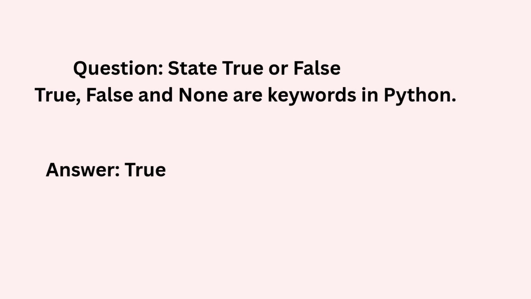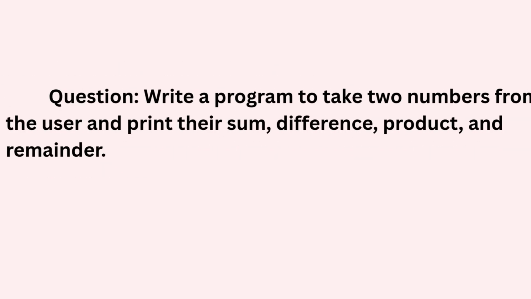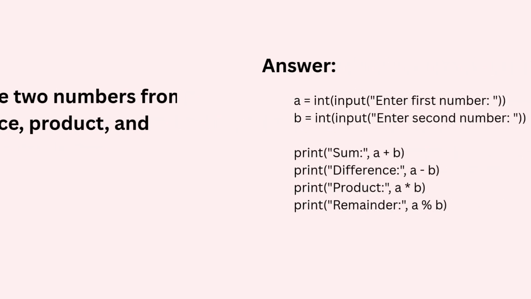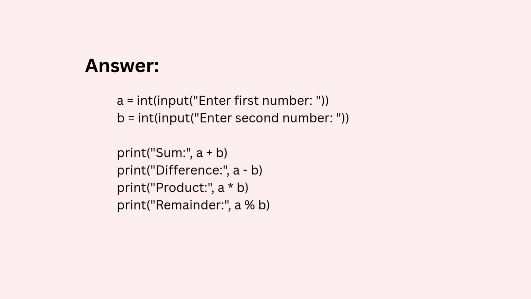Now we are going to cover some questions based on operators. And the third question is, write a program to take two numbers from the user and print their sum, difference, product and also remainder. As we discussed in the previous video, to take input from the user we use the input function, and to get the sum, difference, product and remainder we use the arithmetic operators. So the program will be this type. You can run this program and see the output.